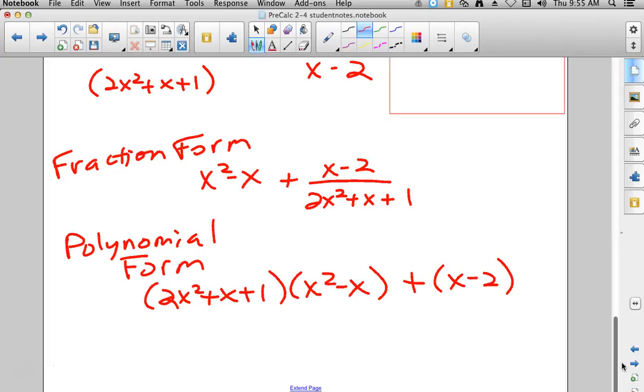Yeah, because we'd have to add the remainder on it. Yeah. So again, fraction form is what you've already learned. Polynomial form is just, hey, if we were going to check this, what would we have to do? What math would we have to do to get that? So that's polynomial division.